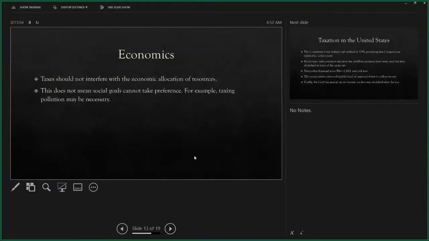Economics. One of the key factors here is taxes should not interfere with the economic allocation of resources. Do not make taxes that are interfering with the economy in general. That does not mean that social goals cannot take preference. For example, you could put a tax on pollution in order to discourage pollution, and that may be necessary. But you don't want to make the taxes interfere with the regular market, because that would be defeating the purpose of our trying to make money and get better in our economy. We still have to raise money with taxes, but we don't want to hurt the economy in doing so.